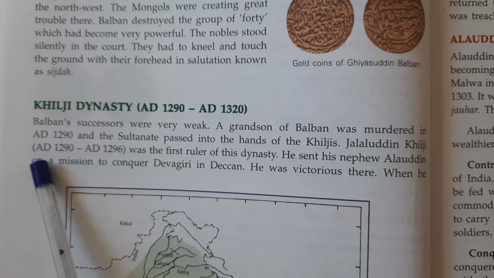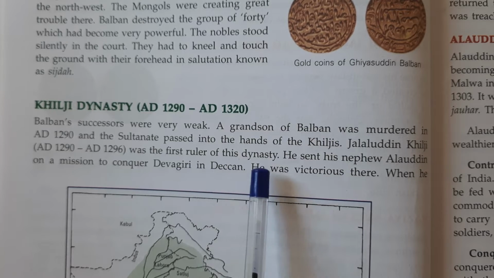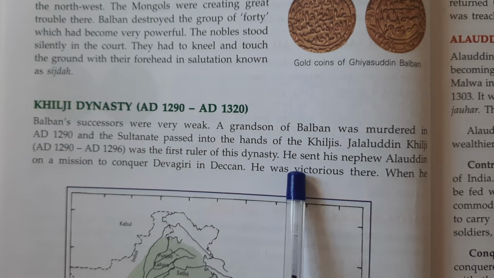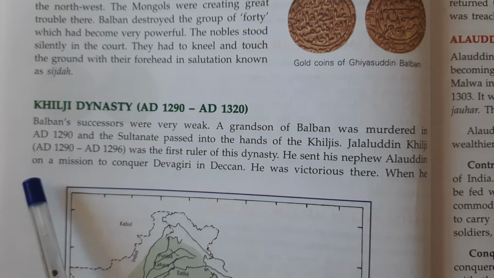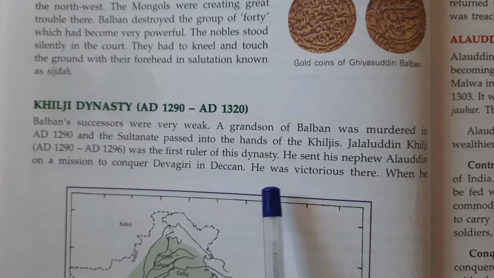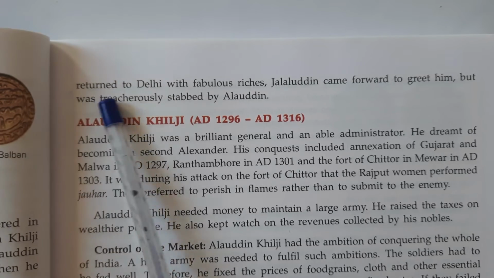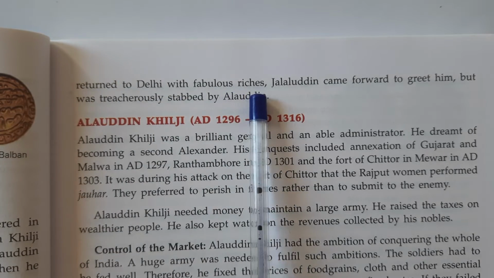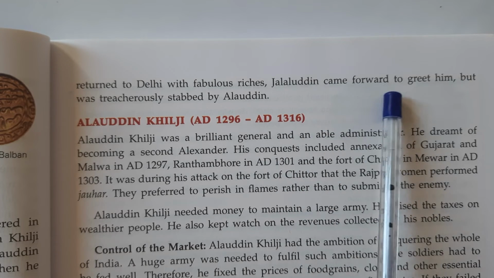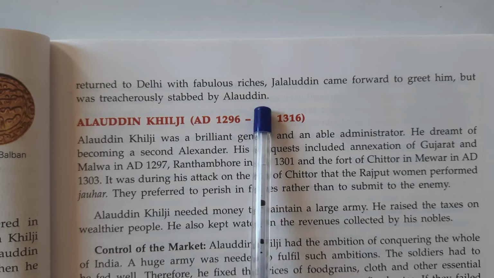Jalaluddin Khilji, AD 1290 to AD 1296, was the first ruler of this dynasty. He sent his nephew Alauddin on a mission to conquer Devagiri in Deccan. He was victorious there. When he returned to Delhi with fabulous riches, Jalaluddin came forward to greet him but was treacherously stabbed by Alauddin.